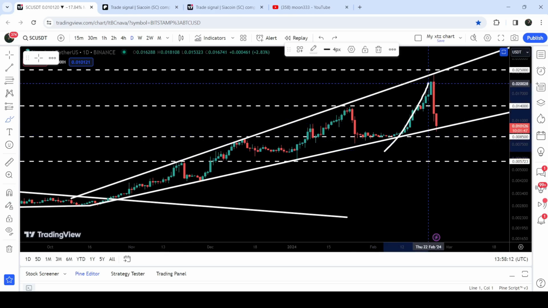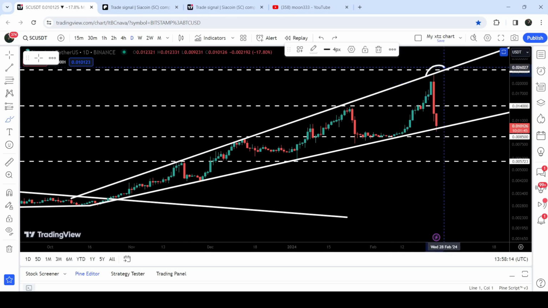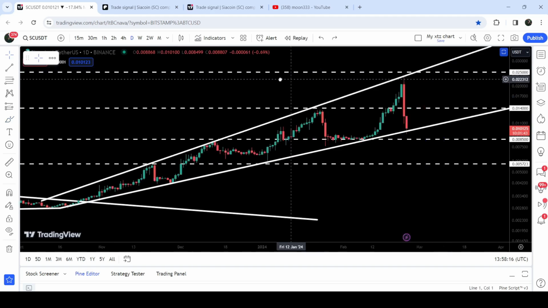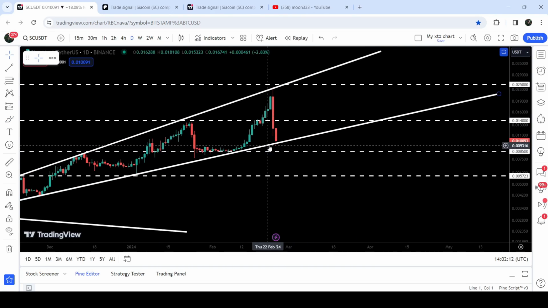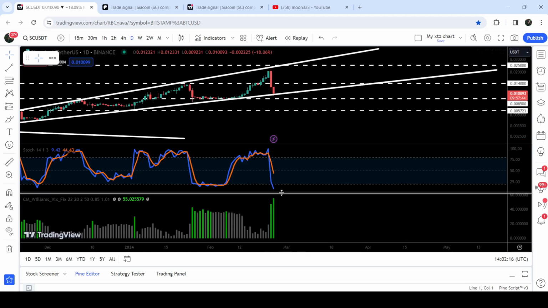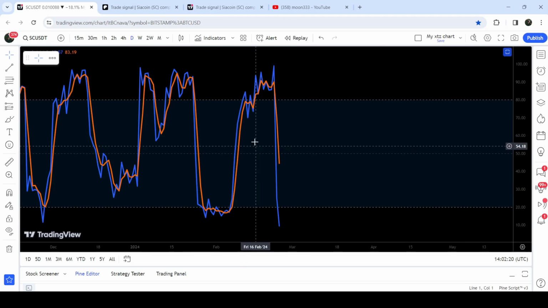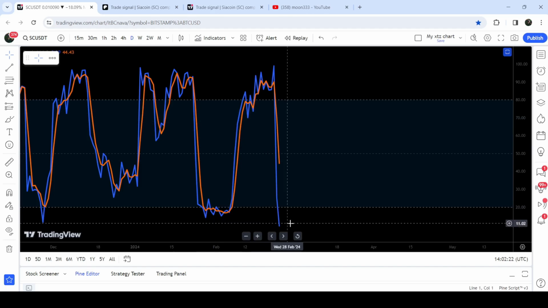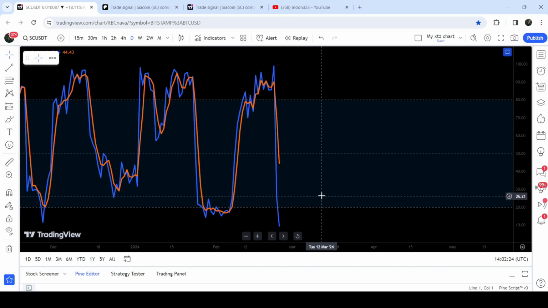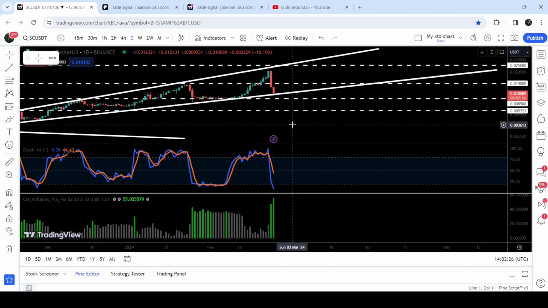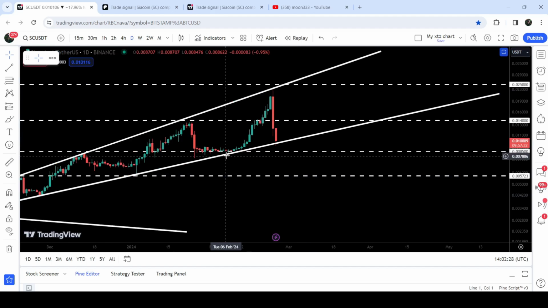And you can see that we had a very massive pump. And after testing the resistance, you can see that the price line immediately dropped to the support of this broadening rising wedge pattern. At the same time, if we take a look at the stochastic, you can see that the stochastic oscillator has moved slightly down, forming a lower low than the previous low and entering the oversold zone on this daily time frame chart. Price line is not able to do so. So far, you can see it is not able to form a lower low than the previous low.